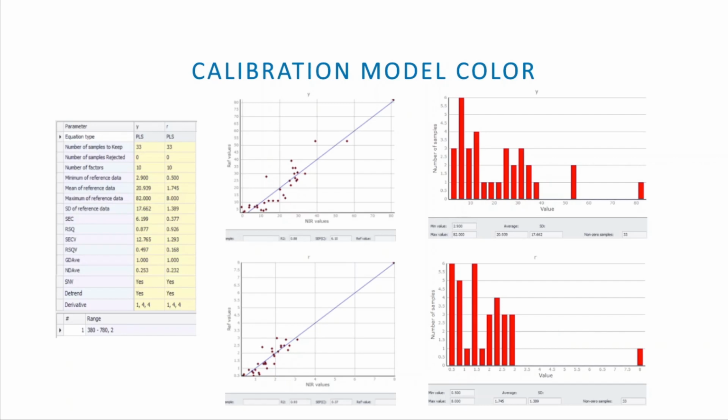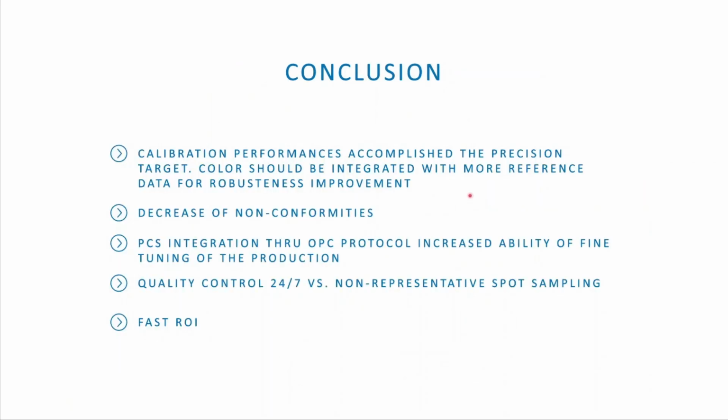Online measurements are averages of spectra accumulations and results moving averages. Long-time measurement trends are significantly more effective and representative than ultra-precise single-spot samples. So the calibration performances accomplish the precision target even if the color should be integrated with more reference data for robustness improvement.